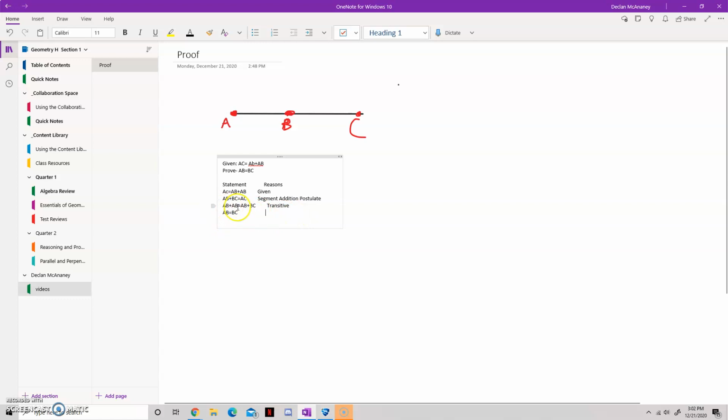Okay, and finally, it's just subtraction, so we would write subtraction, because that's just all you're doing. And yeah, we've solved our first proof.